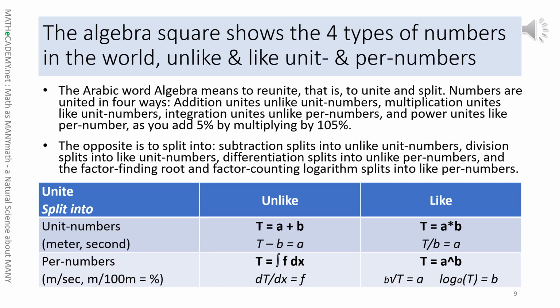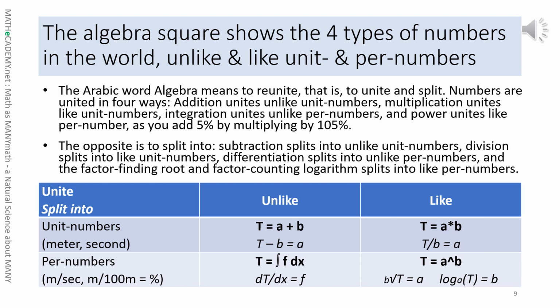The algebra's square shows the 4 types of numbers in the world, unlike and like, unit and per numbers. The Arabic word algebra means to reunite, that is, to unite and split. Numbers are united in 4 ways. Addition unites unlike unit numbers. Multiplication unites like unit numbers. Integration unites unlike per numbers. And power unites like per numbers, as you add 5% by multiplying by 105%.